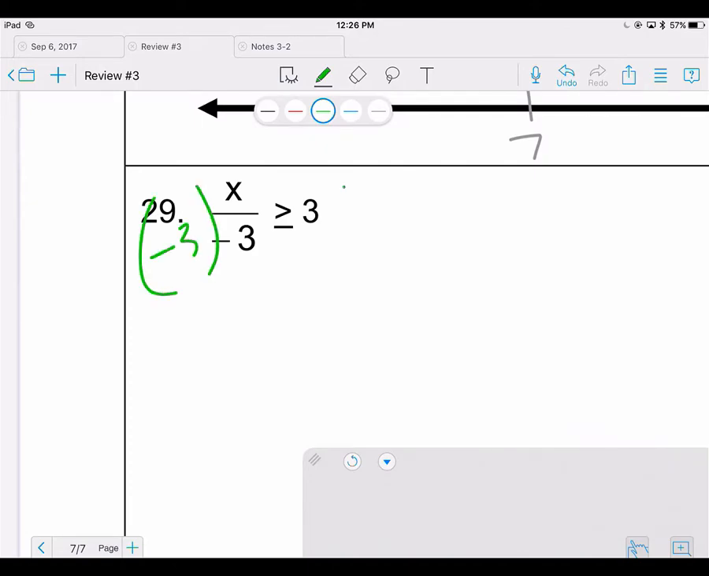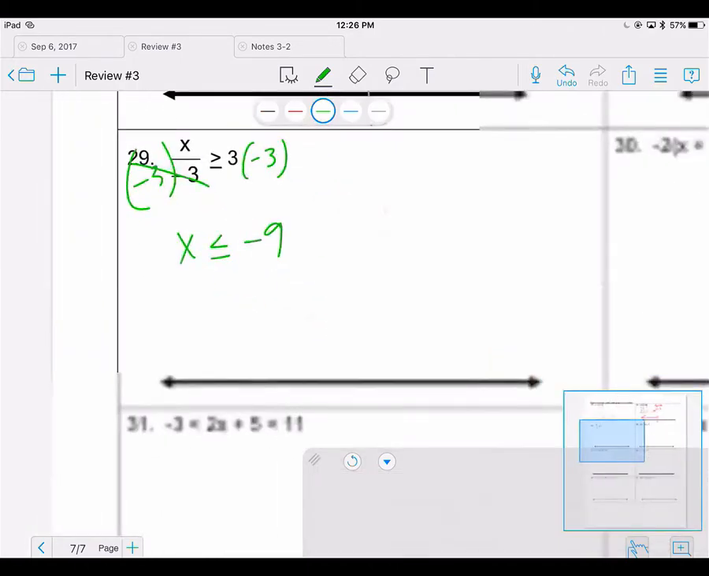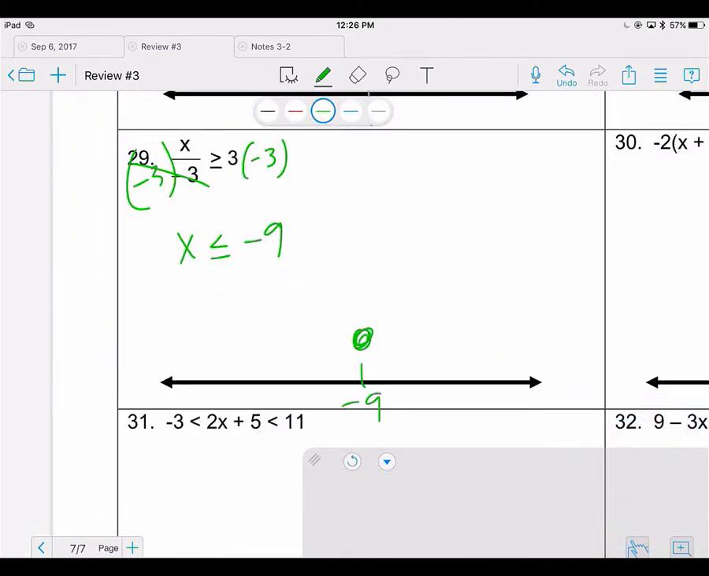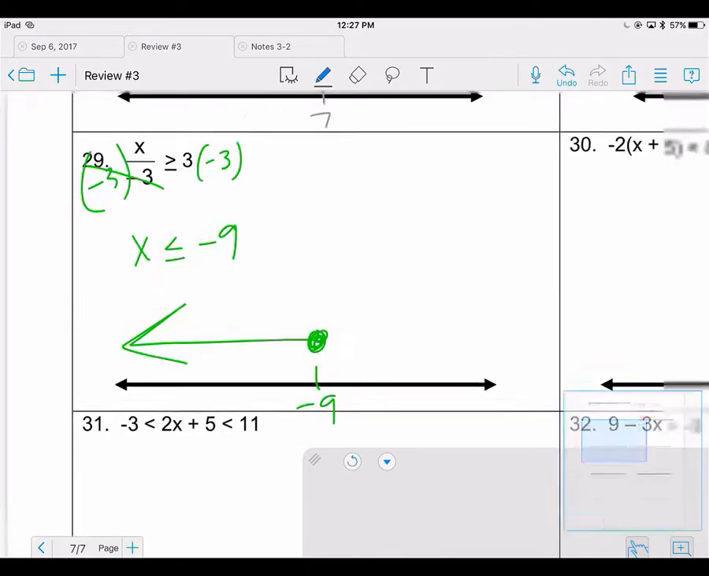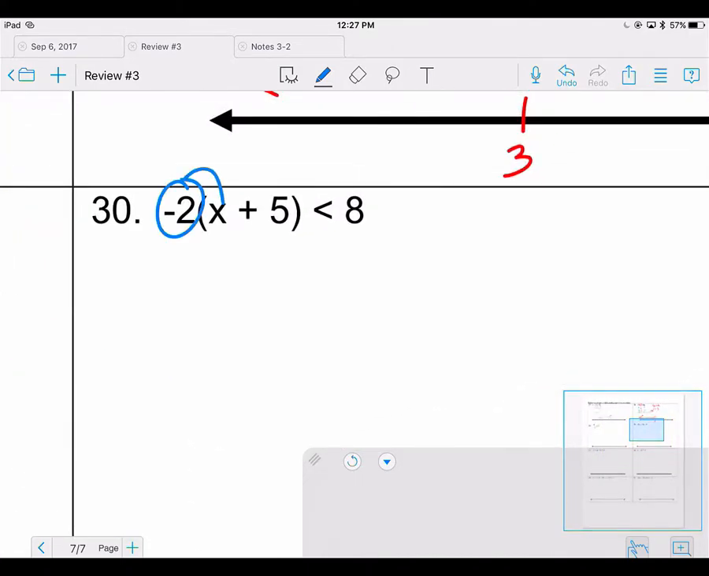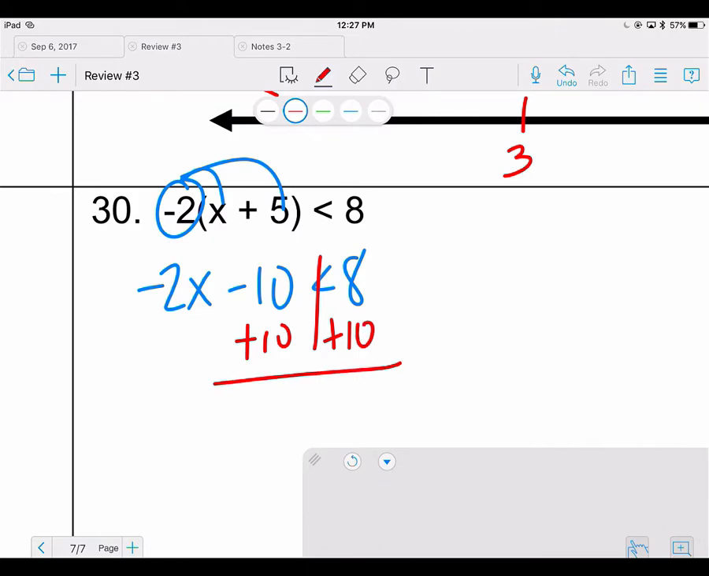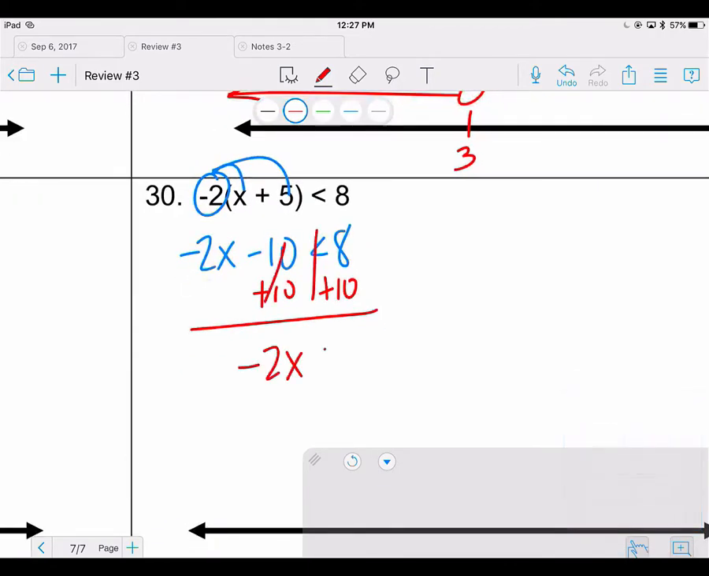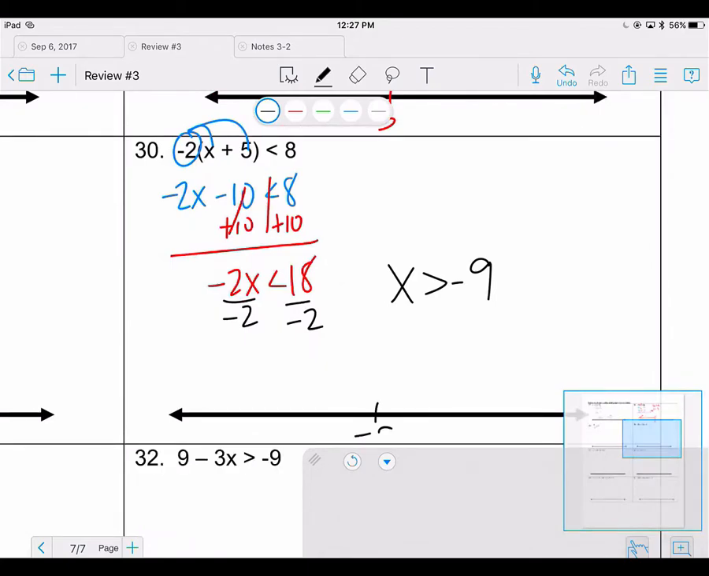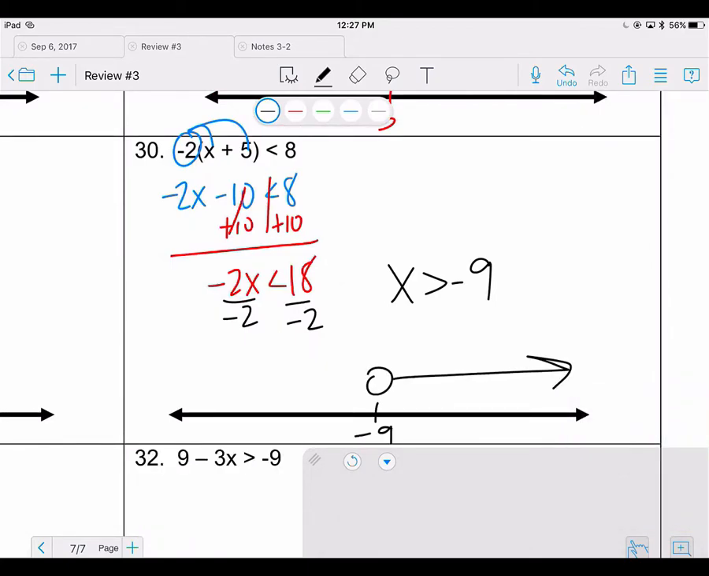29, to solve for x, we multiply both sides by -3. So x, flip my sign because I multiplied by a negative, -9. Closed bubble, less than to the left. On 30, we take -2 and distribute -2 to x, -2 to 5. Then we add 10 to both sides. And then divide both sides by -2. I flip my sign because I divided by a negative. So I have -9 open bubble greater than.